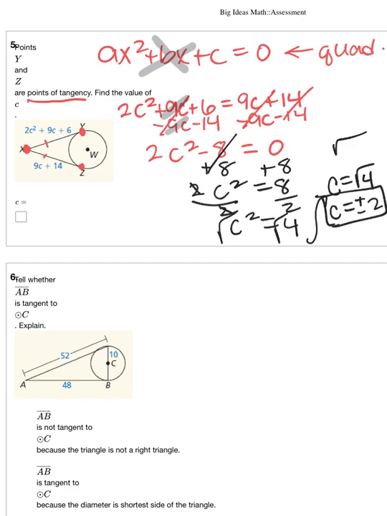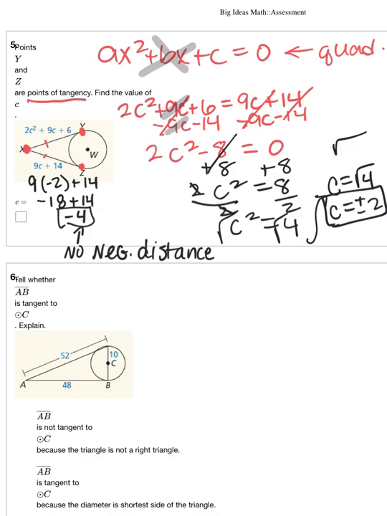So in geometry, anytime we have a negative as a variable, we have to substitute it to test and see whether it'll work as an answer. So if we substitute it here, for example, we'll get negative 18 plus 14. That's negative 4, and we can't have negative distance. So we'll throw away the negative 2 and we'll report just the positive 2 for the answer.